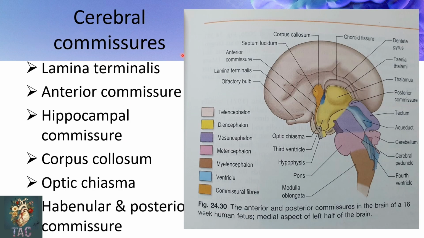So first have a look at this diagram. This is the area of the lamina terminalis, and in this lamina terminalis different commissures will form. So the anterior commissure will form in its anterior part, also the hippocampal commissure will form, and these are the other areas. This is the area of the hypothalamus, and here you can see the posterior commissure is developing. This is the area of the third ventricle in which the hypothalamus is present, and here you can see the hypophysis, the optic chiasma, and all these structures are forming. So the different commissures which are formed in the cerebral hemispheres are in the lamina terminalis. These are the anterior commissure, the hippocampal commissure, the corpus callosum, optic chiasma, habenular, and the posterior commissures.